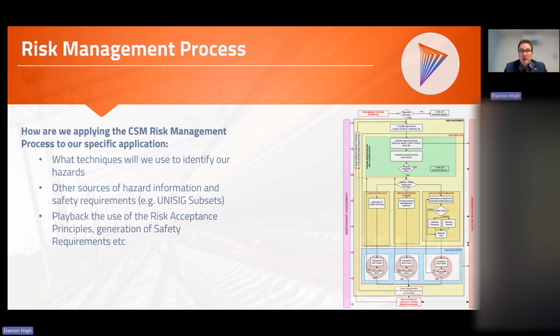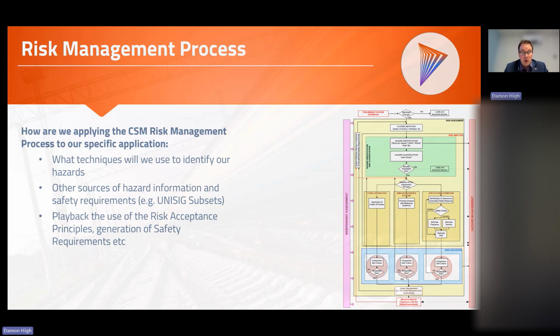So what techniques will we use to identify our hazards? Again, CSM, CMREA doesn't really call up any particular technique. The most common one is hazard identification workshops. So is that it, or are we going to need to do others? Are we going to need to generate FMECAs or any other particular analysis to help understand our hazards and our risks? What other sources of information are we going to be using to help gather information on hazards and safety requirements?